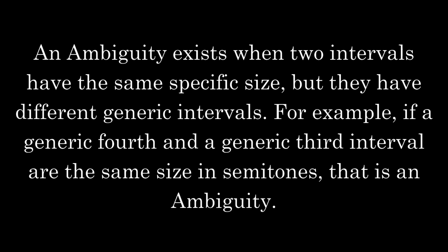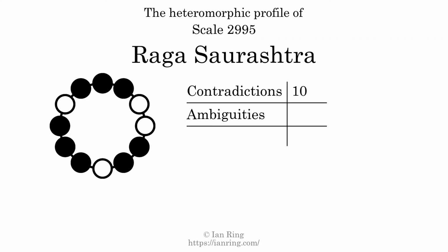An ambiguity exists when 2 intervals have the same specific size, but they have different generic intervals. For example, if a generic fourth and a generic third interval are the same size in semitones, that is an ambiguity. The number of ambiguities in this scale is 53.